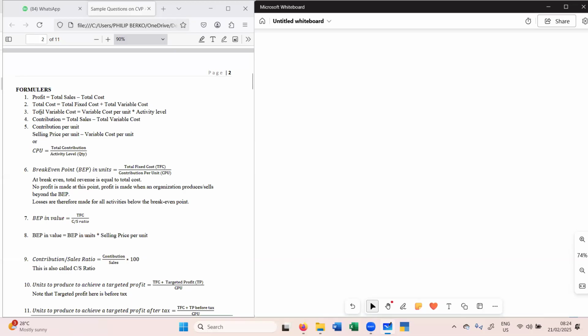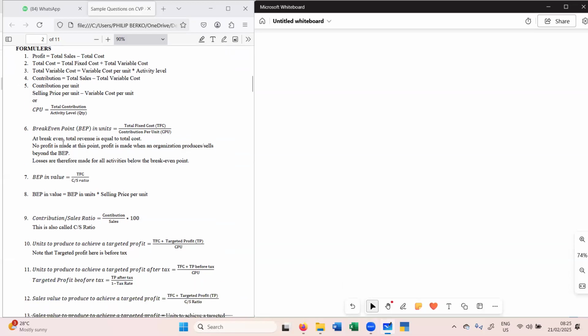Then the total variable cost is variable cost per unit multiplied by the activity level. Once you get variable cost per unit, anytime you multiply it by activity level, it will give you the total variable cost. Then contribution is total sales minus total variable cost. When you deduct your variable cost from your sales, you get contribution. And contribution per unit is equal to selling price per unit minus variable cost per unit. Or when you have your total contribution and you divide it by activity level, you get contribution per unit.